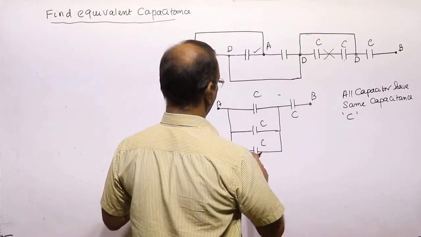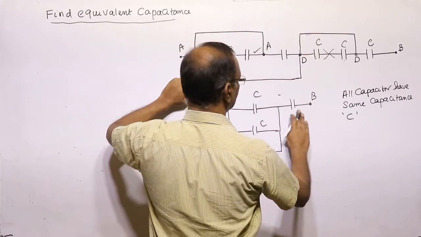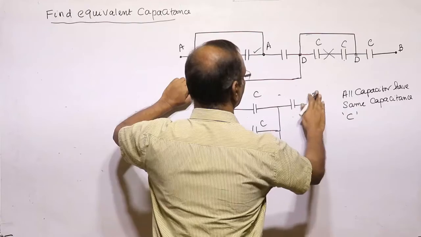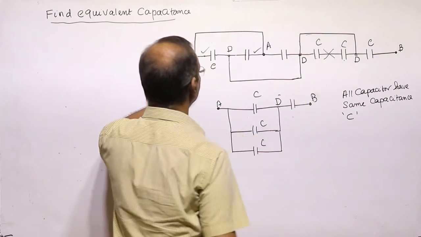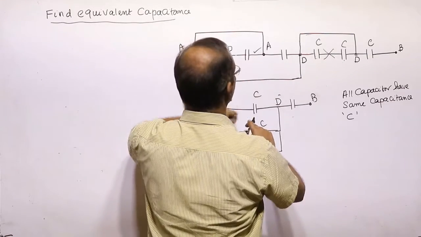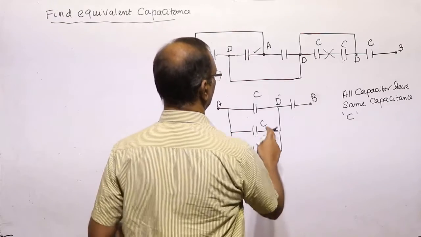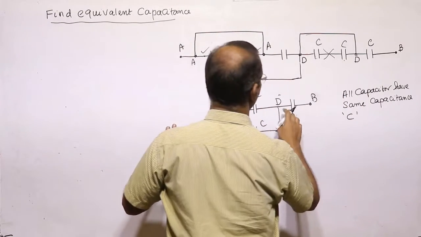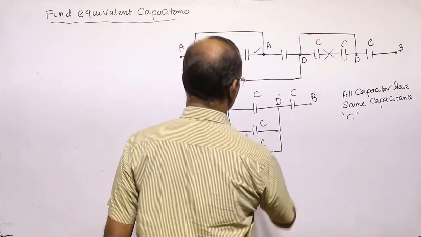And B to A. This is supposed to be point B, sorry, and this is point D. A to D, one more, one circuit. Then D to A, one more. Then D to A, one more. So 3 in parallel, and from here to here, B to D, 1. This is also C. It means 3 parallel capacitors.